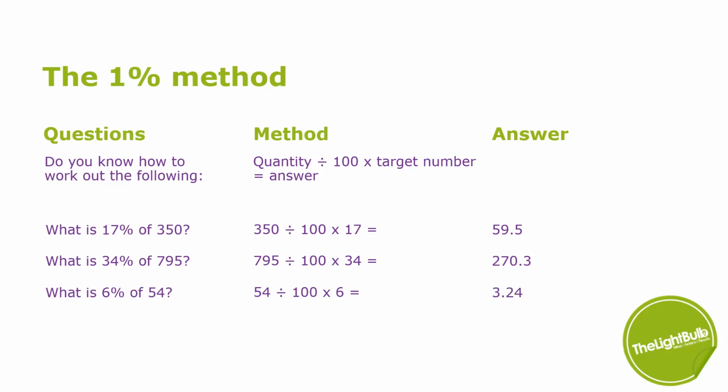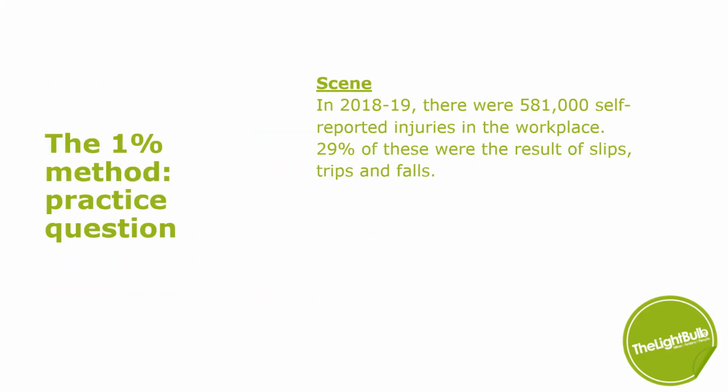Okay, let's apply this principle to an actual real-life scenario. So in 2018-19, the HSE, that's the Health and Safety Executive, recorded 581,000 self-reported injuries in the workplace across the UK. 29% of these were the result of slips, trips, and falls. This was the biggest category of injury. So can you work out how many people had a slip, trip, or fall? 20 seconds, starting now.